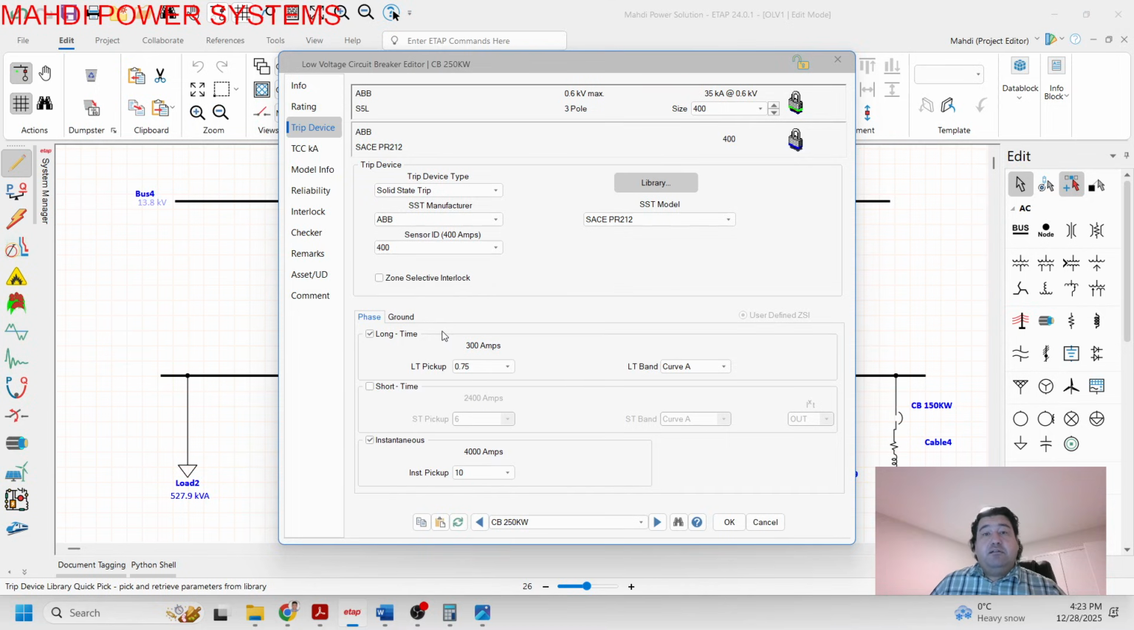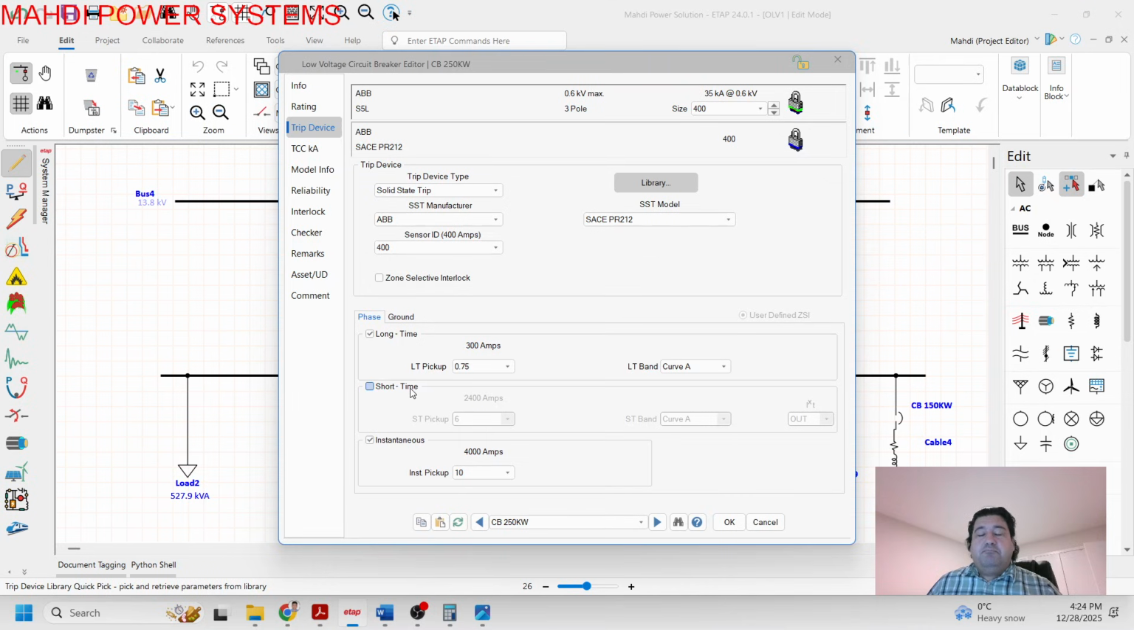First, L. In low voltage we say long time or overload. In the ANSI code it is 49. In medium voltage we say overload, but in low voltage we say long time. It is one concept, the same concept, but a different name.